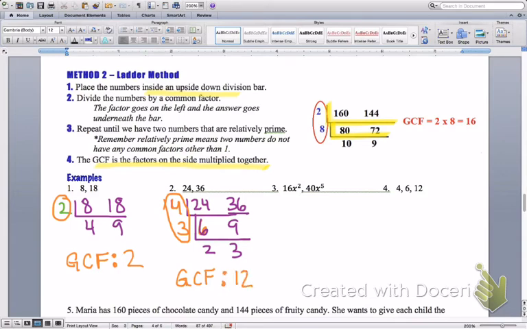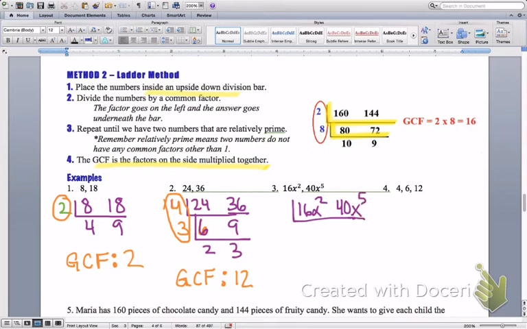Let's go ahead and try one with an expression, as an x variable is present. So we're going to have 16x squared, and we're going to have 40x to the 5th. Now it works the same way. Just look at your numbers first.